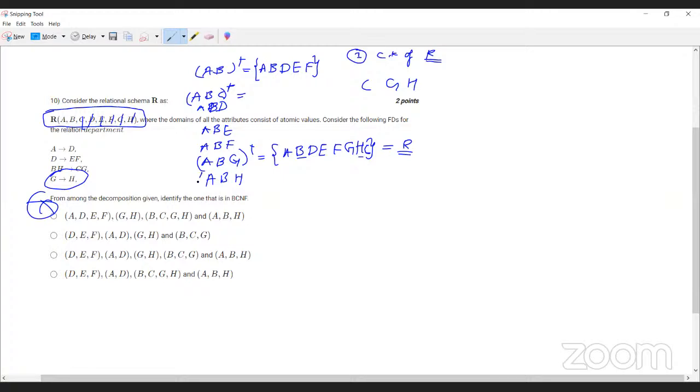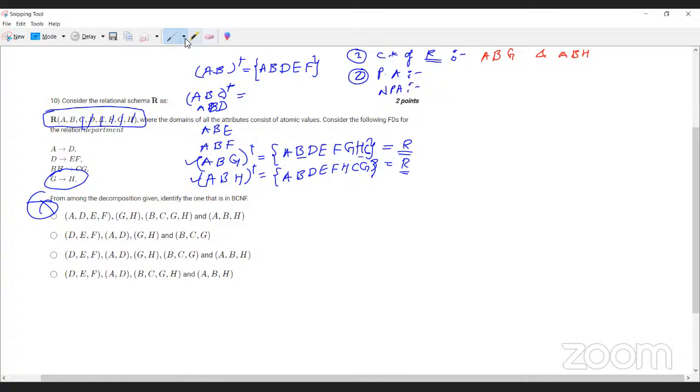Now I will check for ABH also. From AB, I will get A, B, D, E, F, and H is also there. And from BH, I will get CG, right? So this is giving me all the attributes present in the relation R. So ABG and ABH are the two candidate keys here, right? So the candidate keys of relation R are ABG and ABH. So what are the prime attributes here now? What are the prime and non-prime attributes? A, B, G, and H.